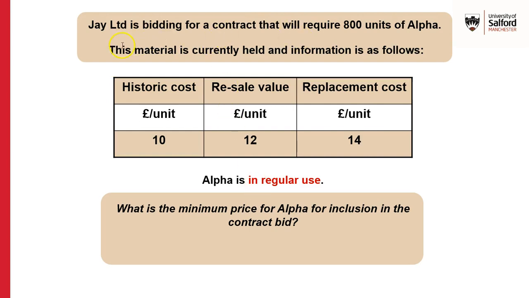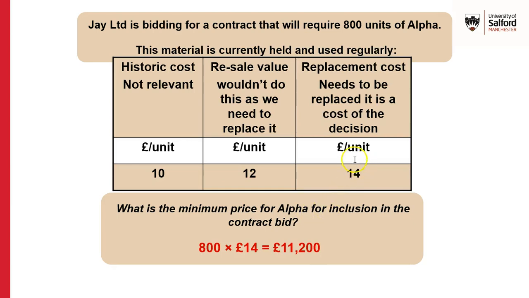Same question, but this time the material is currently held and the information is as follows. So we're going to be replacing it. So the opportunity loss, as it were, is the replacement cost because alpha is in regular use. What is the minimum price for the contract bid? And this time it needs to be replaced. It's cost of the decision. We wouldn't charge at this rate because we need to replace it, and historic cost is never going to be relevant. Bygones are forever bygones.